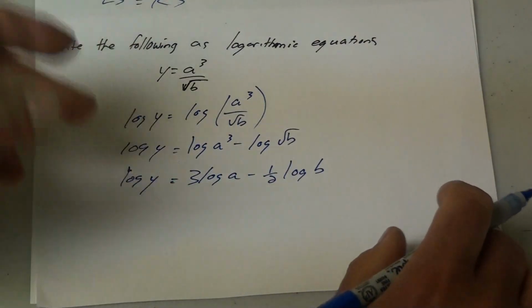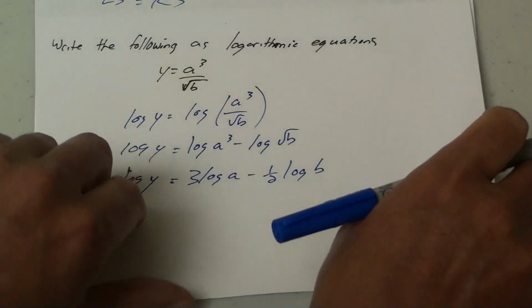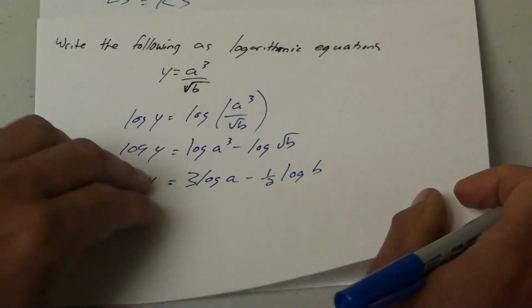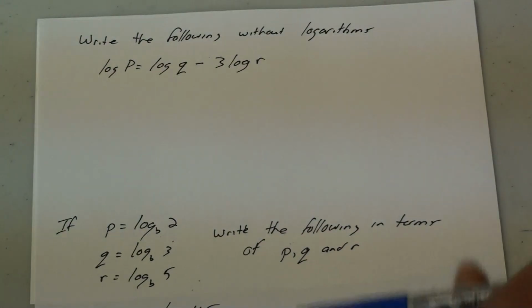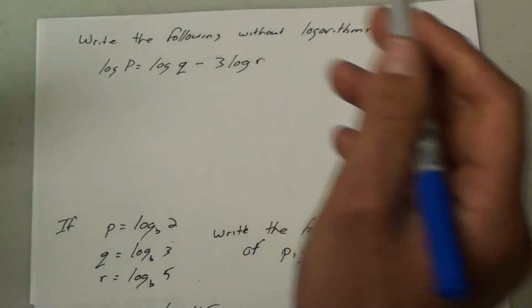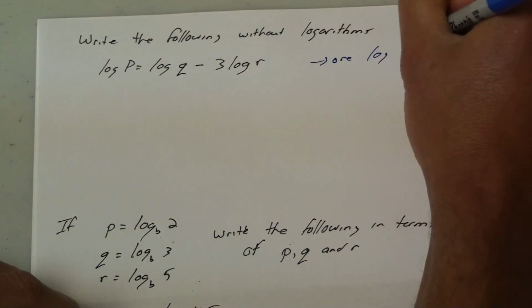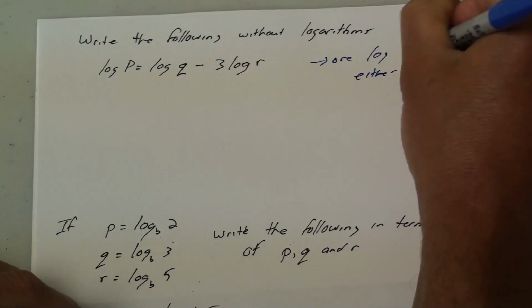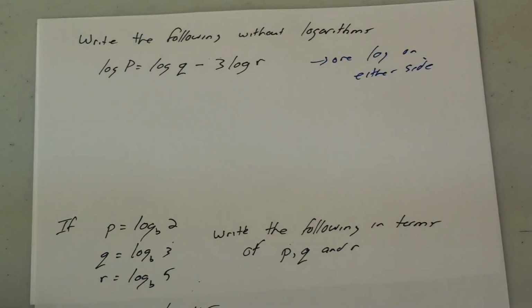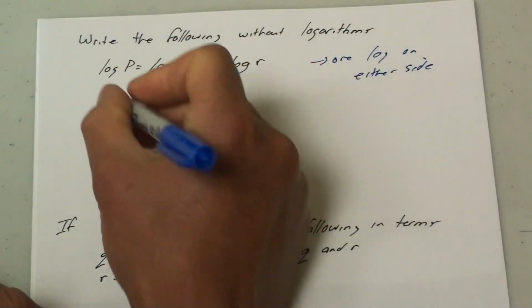So this time I actually wanted to insert the logarithms on both sides of the equation, which is the exact opposite of what I want to do for the last question here. Write the following without logarithms. So here I want to get rid of logarithms, so I need to get just 1 log on either side.